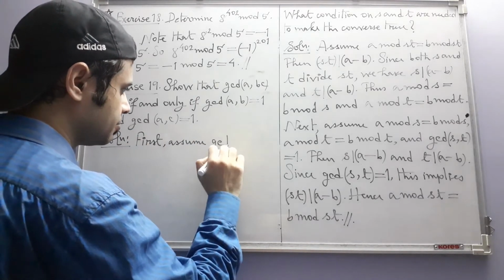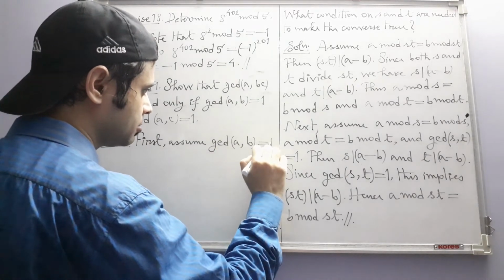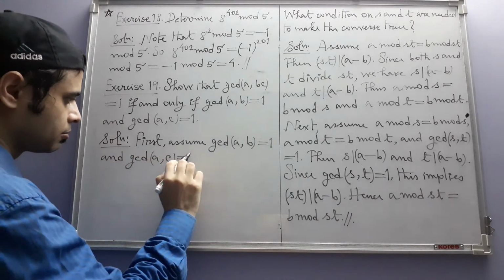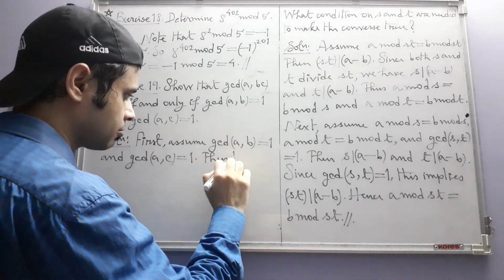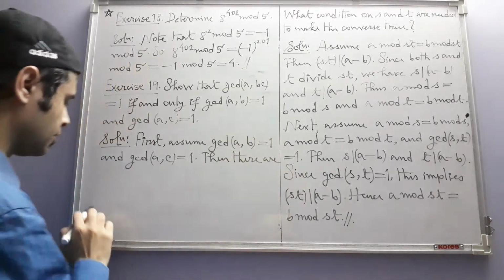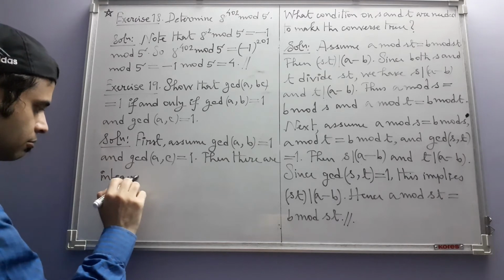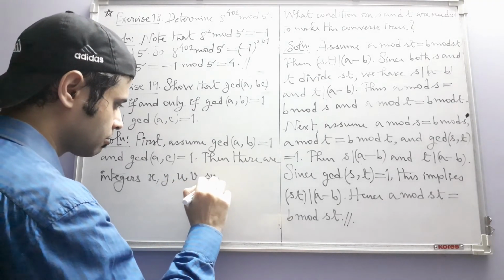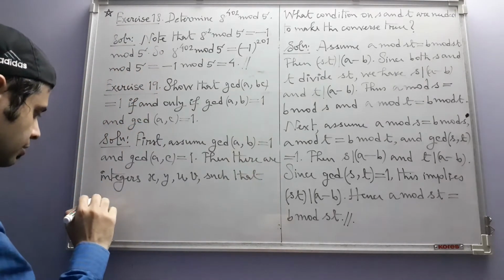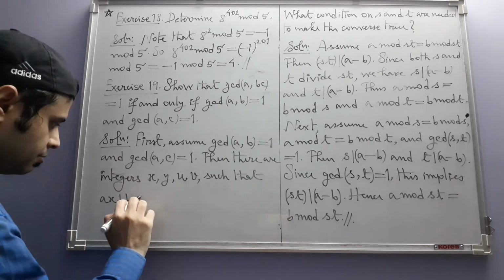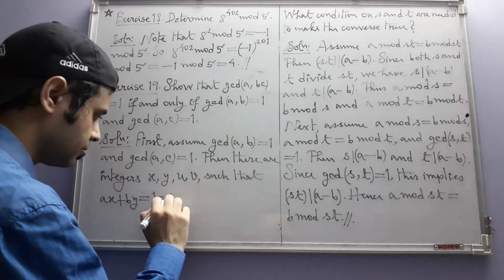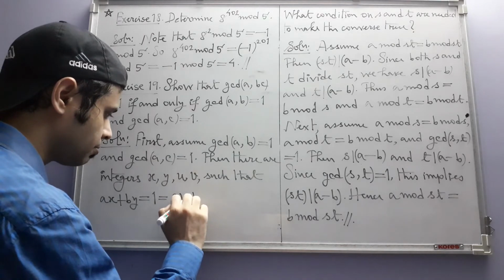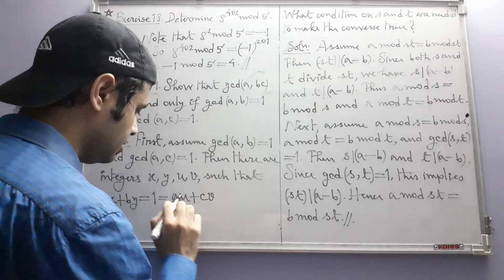First, assume that GCD of A and B is 1 and so is GCD of A and C. Then there are integers x, y, u, v such that ax plus by is equal to 1 and, oh sorry, what am I writing, au plus cv is also equal to 1.